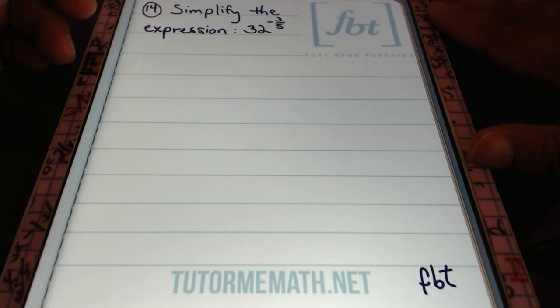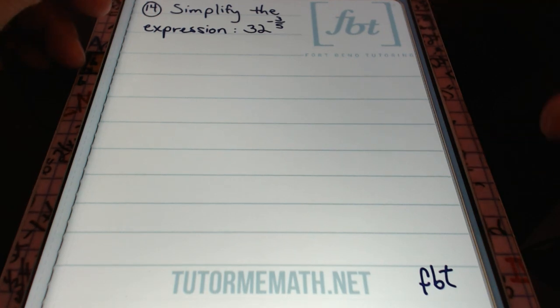Really? Perfect fifths? How are you on your perfect fifths? I don't know what that mouth of mine was about to say.